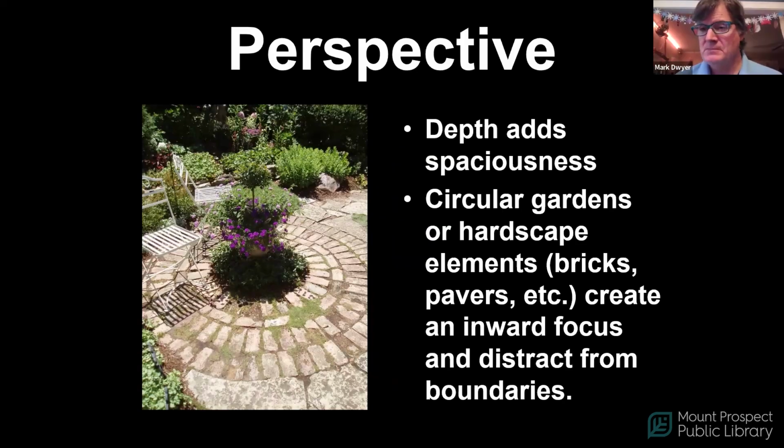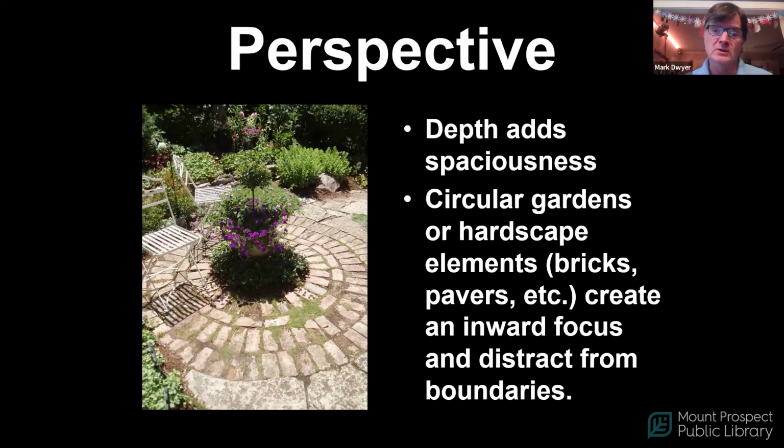Depth, visual depth adds spaciousness. So think about that garden I just showed with a little peninsula jutting out. That implied some depth. That helped visually. It made you think the garden space was a little bigger. It was a little mysterious. The idea that in terms of perspective, we don't want to see the entire landscape at once. So if we can provide a little mystery, that becomes important.